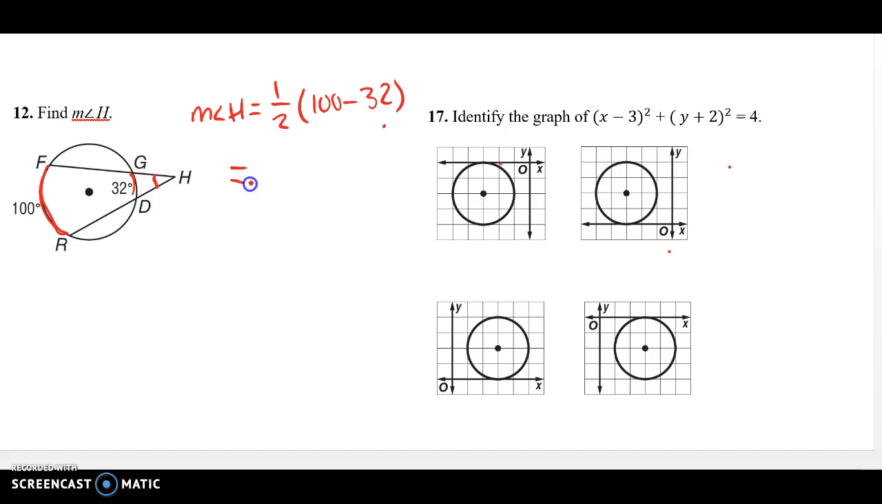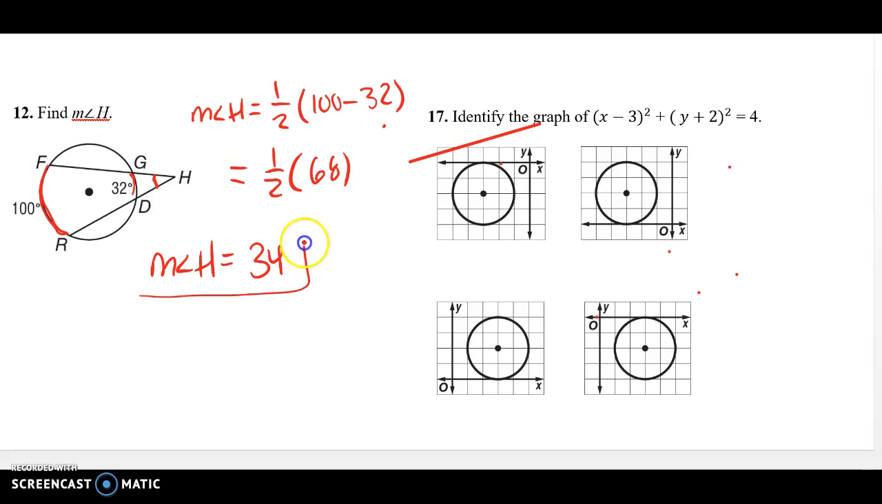Doing the stuff inside of the parentheses first, 1/2 will stay, 100 minus 32 gives me 68, and then one more step, the measure of angle H will be equal to 34. So not bad at all. Let me erase this.